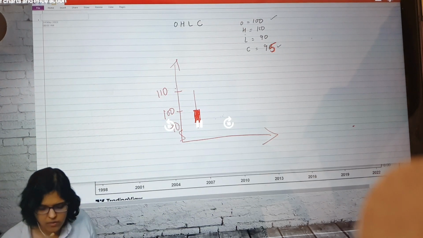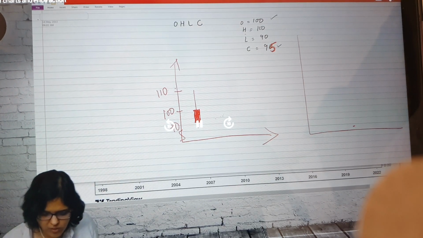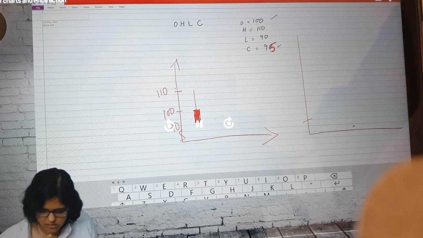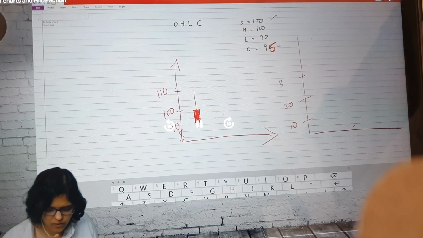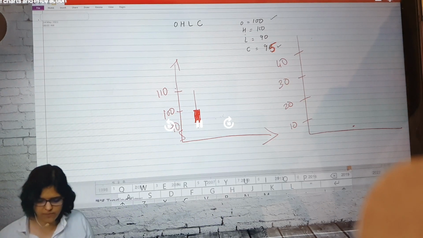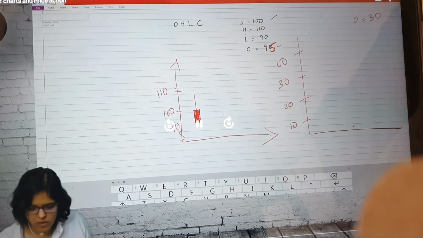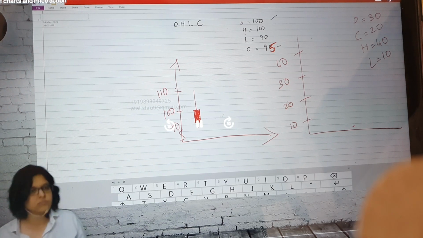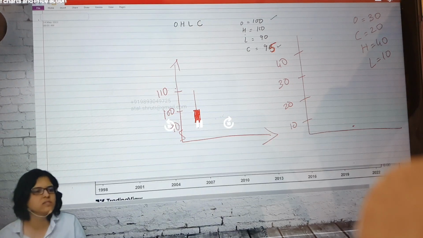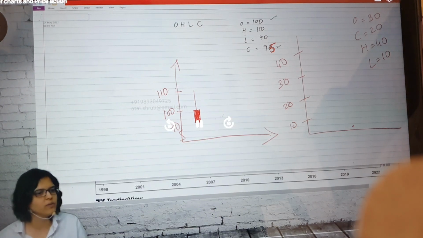Chalo, one more time, so that it is a practice point. Let us say open. Let's draw this. 10, 20, 30, 40. This will be the easiest example. Open at 30, close at 20, high at 40, low at 10. Correct? I want everyone to actually write this down. This is the simplest example for you to understand how the candle is formed.